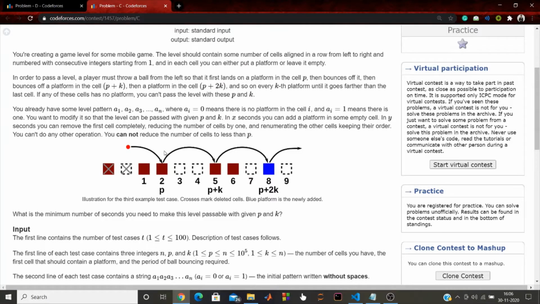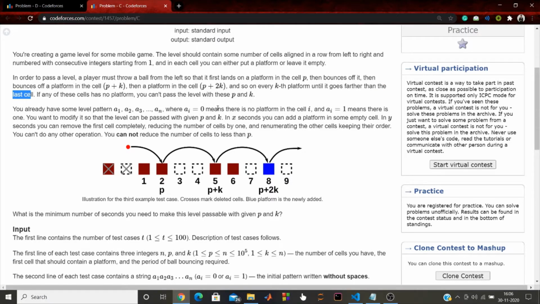Now, if I start from level p, I can jump from p to p plus k, then from p plus k to p plus 2k, and so on until I go farther than the last cell. I have been given two operations.